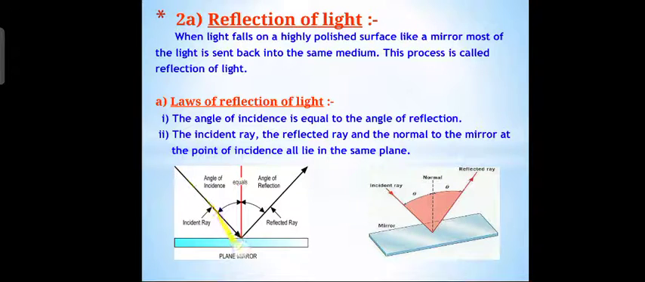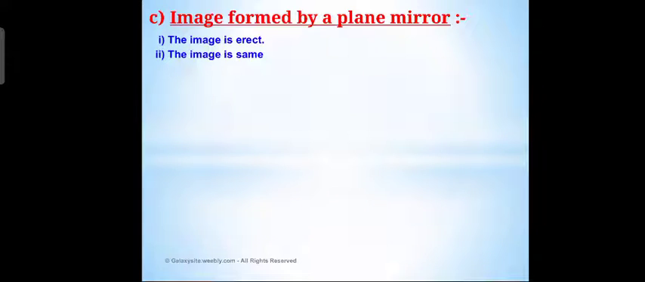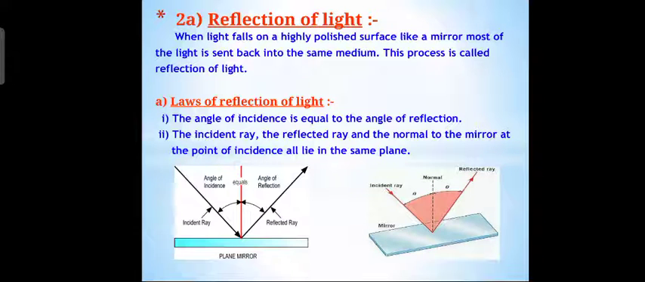This is the incident ray. Here the red colour line is the normal, and this is the reflected ray. This is the incident ray, I have also written it. This is the reflected ray and normal. So the angle between the normal and the incident ray is the angle of incidence, this. And the angle between the normal and the reflected ray is called the angle of reflection. This angle should be equal.